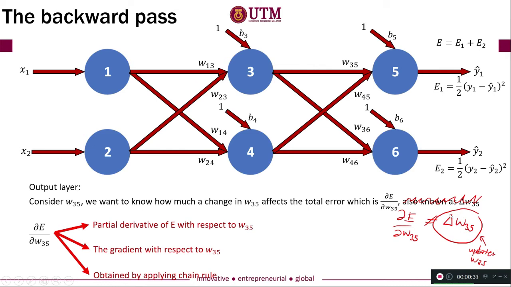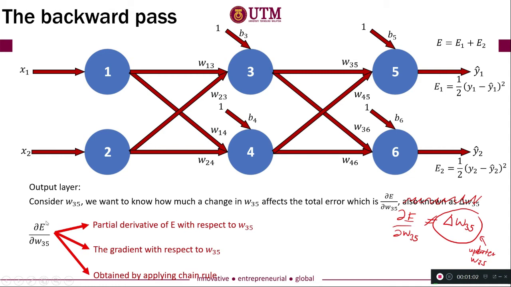Actually, this is the delta rule updater. It is an updater for your W35. This is another name for your del E del W35, which is the partial derivative of E with respect to W35. Of course, this is the partial derivative of the error function with respect to your W35, and this is also known as a gradient. Again, this is the gradient with respect to W35.